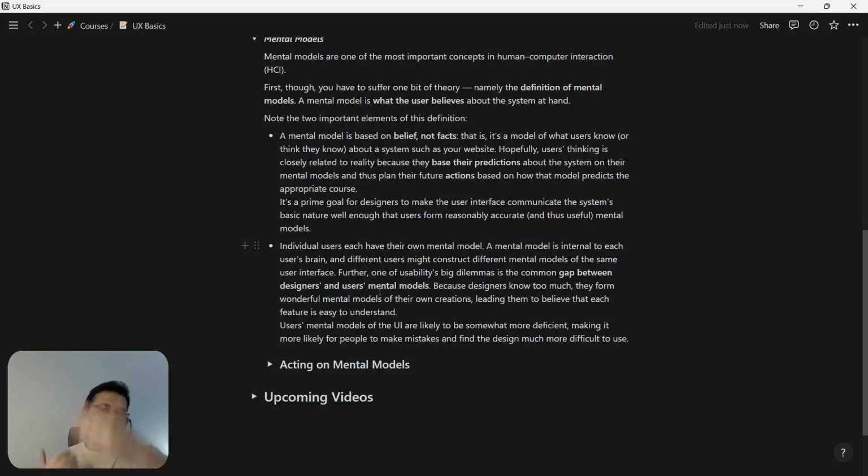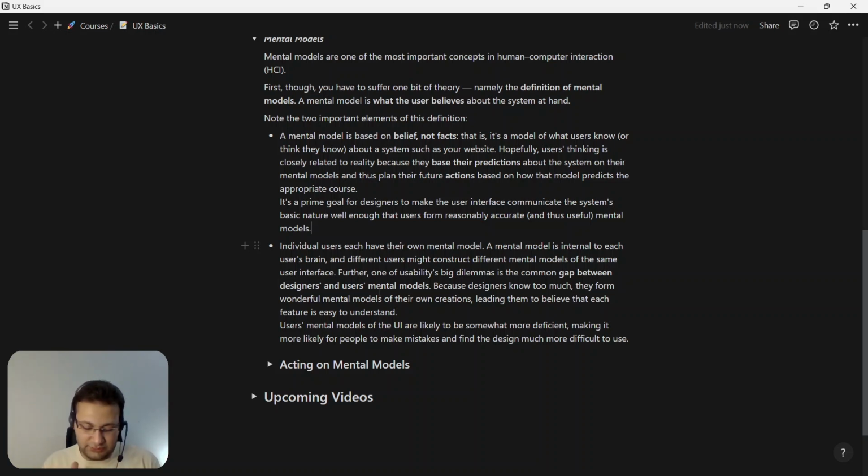That's because designers know too much, right? We know too much about how user interfaces work. We have studied this formally. We have taken a lot of courses about usability and HCI. So we have a better ability to predict how things should work, but our users haven't taken those courses. They haven't formed those wonderful mental models. They form mental models of their own creation, leading them to believe that each feature is easy to understand, and that's totally understandable.